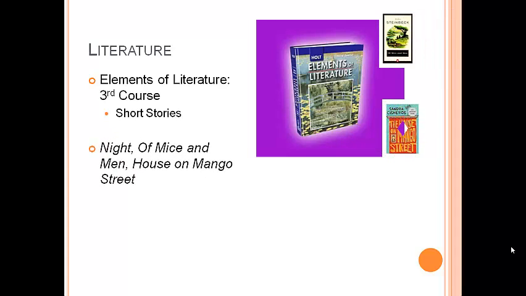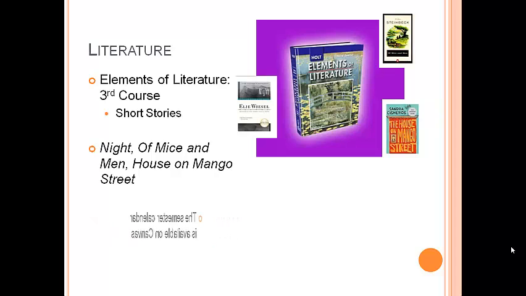The literature that the kids will be studying comes from the large literature book, Elements of Literature, 3rd course. This semester we'll be looking particularly at short stories from this large book. Then we will look at 3 different novels. We have Of Mice and Men and The House on Mango Street.